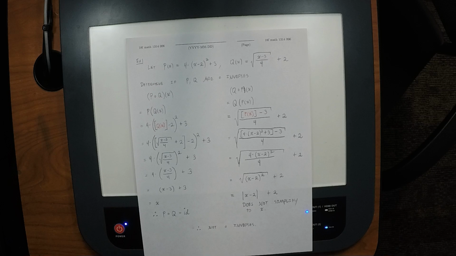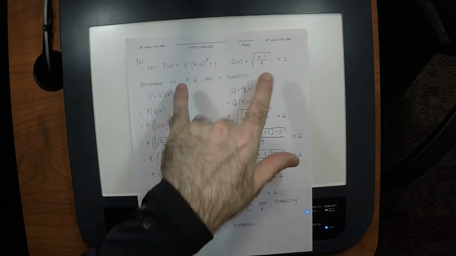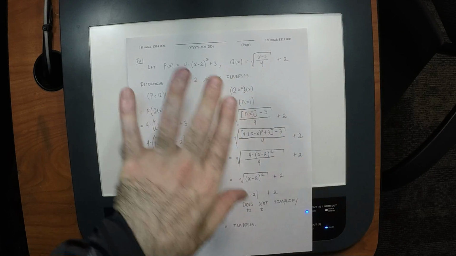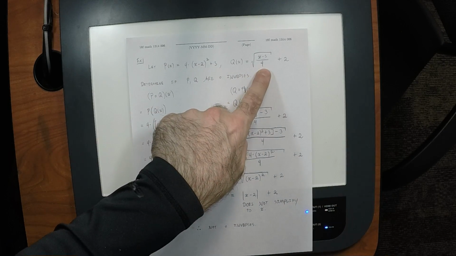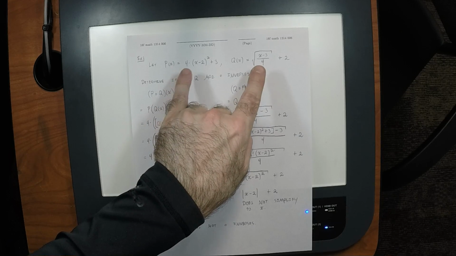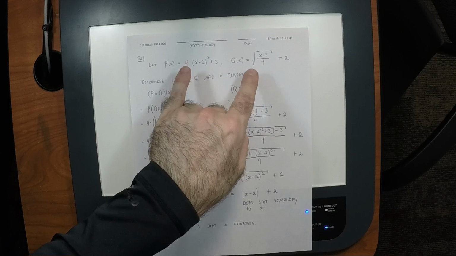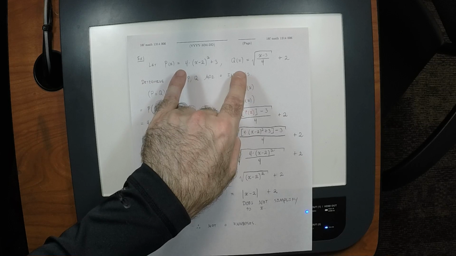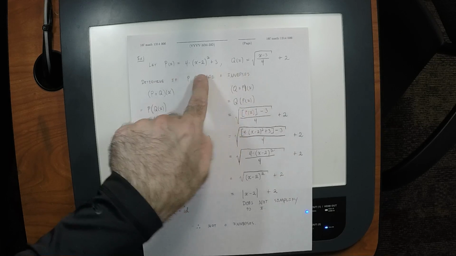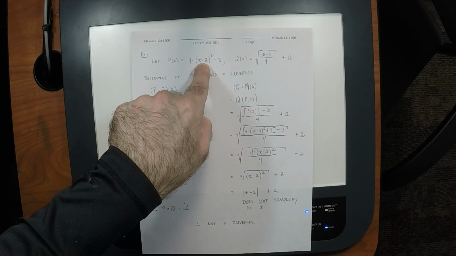Are P and Q both injective? No, they're not. Which one isn't injective? Neither one of them has absolute value. So this one is squaring and that one is square root. Which one is injective? And which one is not? That one is not injective.